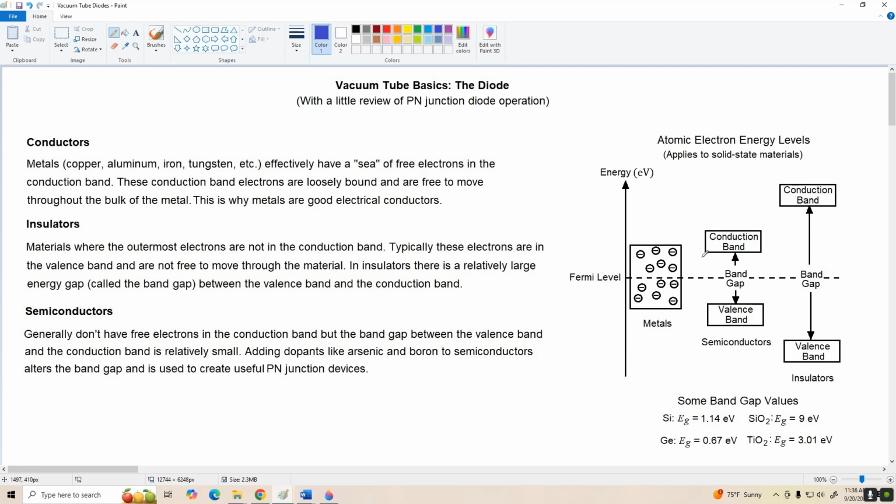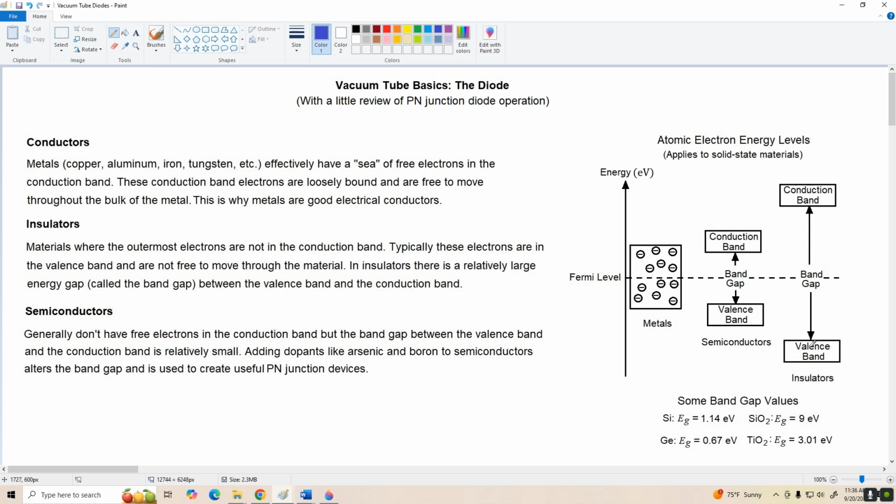Now, the difference in energy levels between the conduction band and the valence band is what's called the band gap of the material. So metals essentially don't have any band gap. Semiconductors have a relatively small band gap. Typically for silicon, for example, it's 1.14 electron volts. For germanium, it's 0.67 electron volts. And these bands are close enough together that when we add dopants to silicon or germanium, we can modulate the band gap and produce usable PN junction devices.